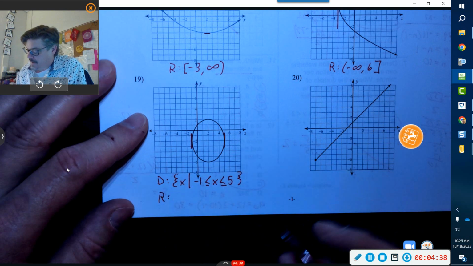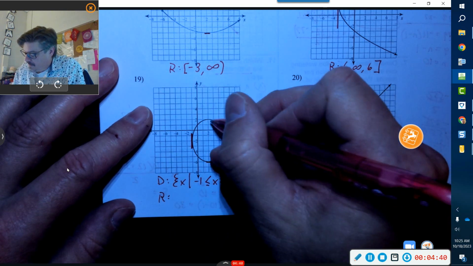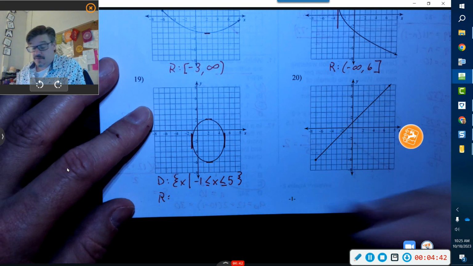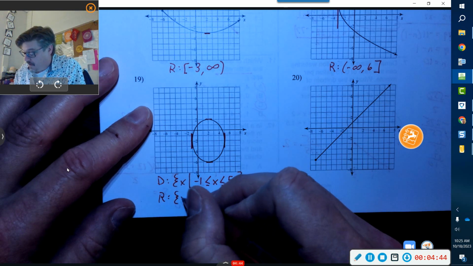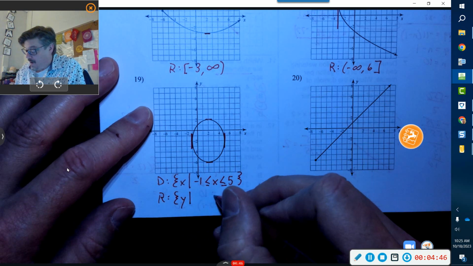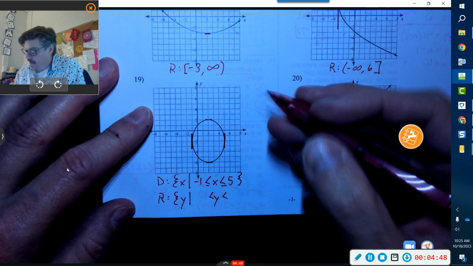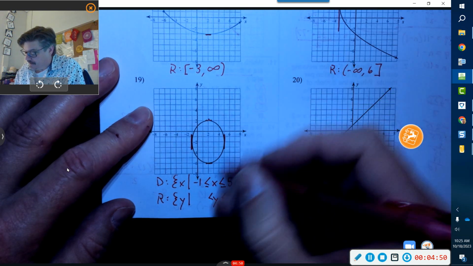Now the range from here to here, and I definitely touch those. So I'm going to have all y such that y is in between negative 6 and positive 2.